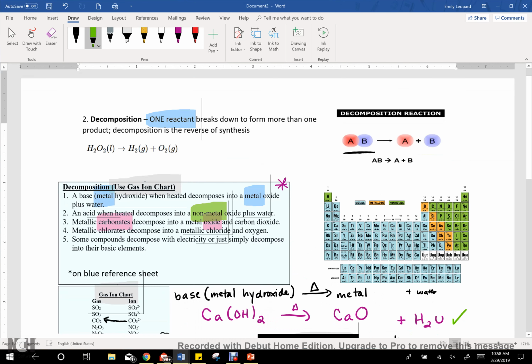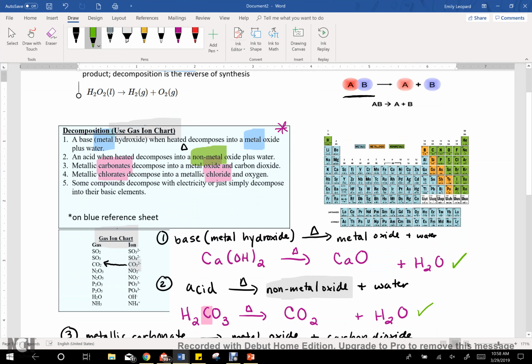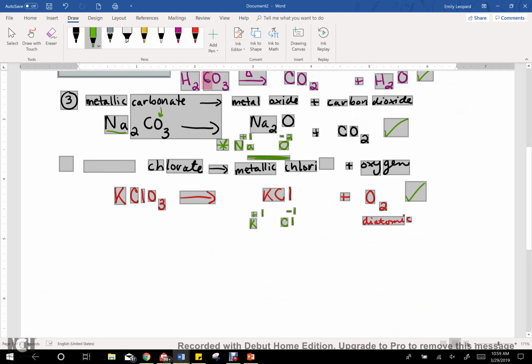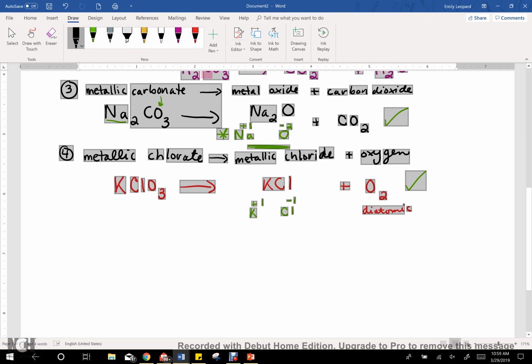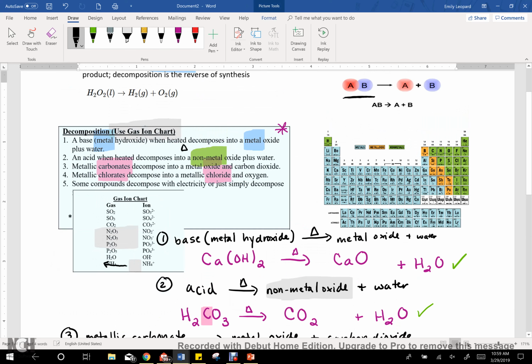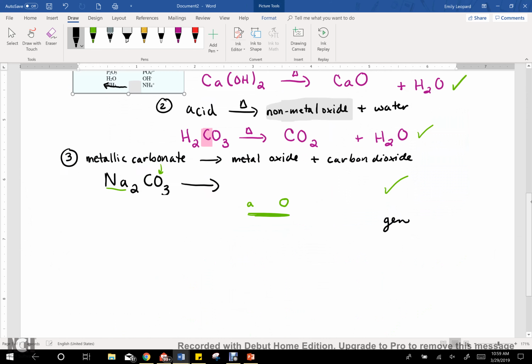So the fifth rule that we were going to cover is that some compounds just decompose with electricity back into their basic elements, okay? And so rule 5 kind of comes into play whenever you start with just one reactant, but it doesn't fit into one of the first 4 categories. Okay, and so what our rule said is that rule 5 is that some compounds just decompose with electricity or simply decompose into their elements.